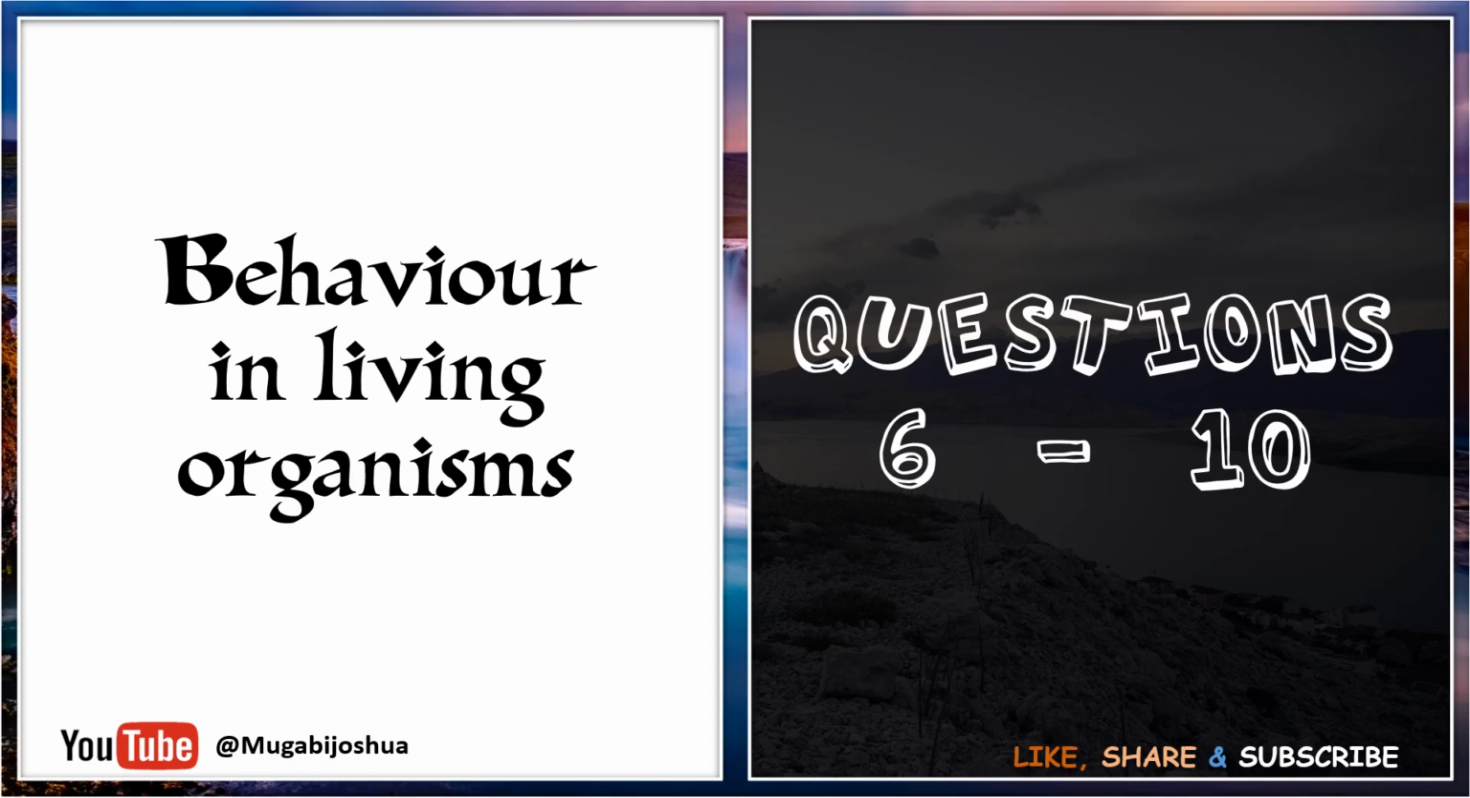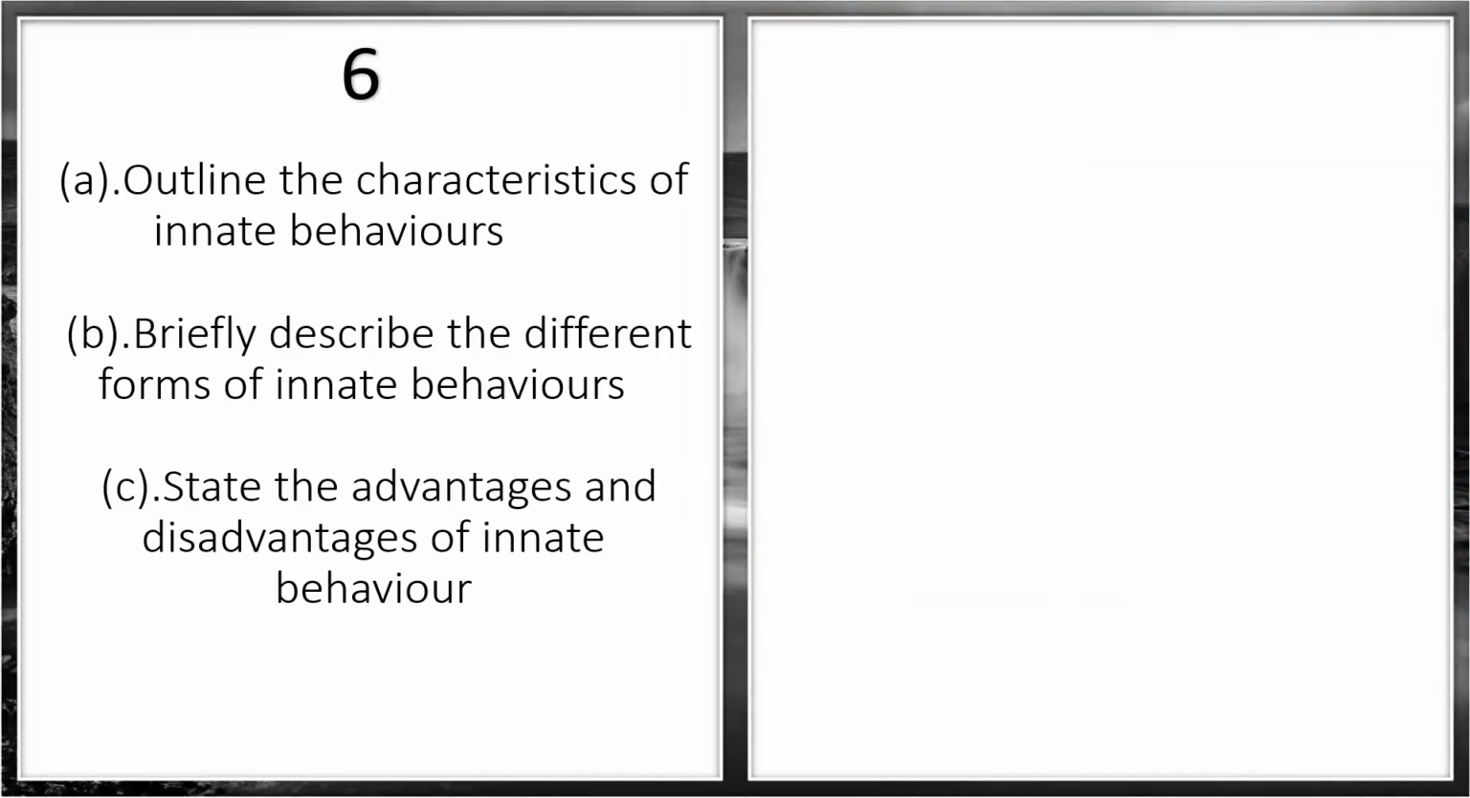I welcome you to Behavior in Living Organisms, questions 6 to 10. Question 6. Outline the characteristics of innate behaviors. Part B. Briefly describe the different forms of innate behaviors. Part C. State the advantages and disadvantages of innate behaviors.